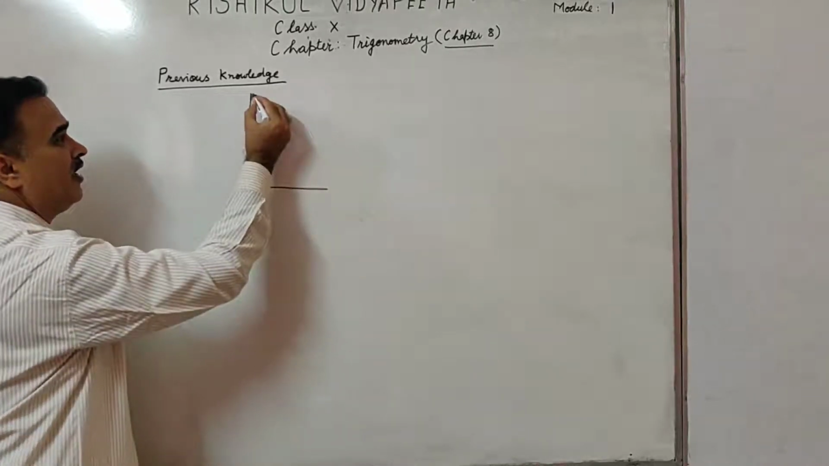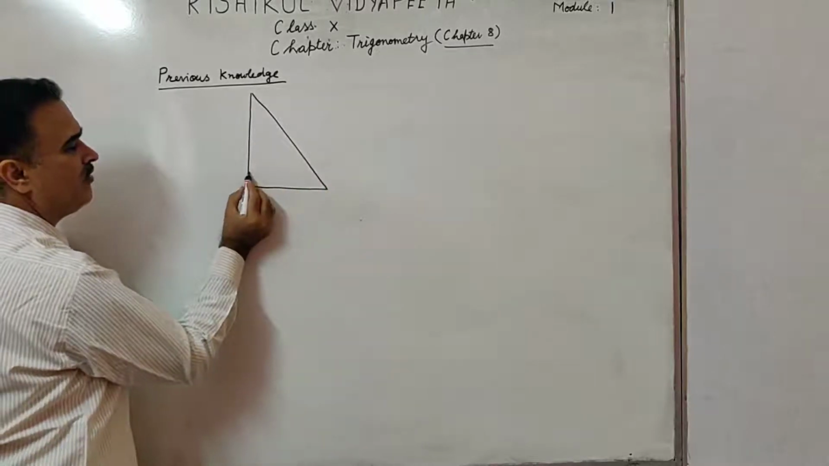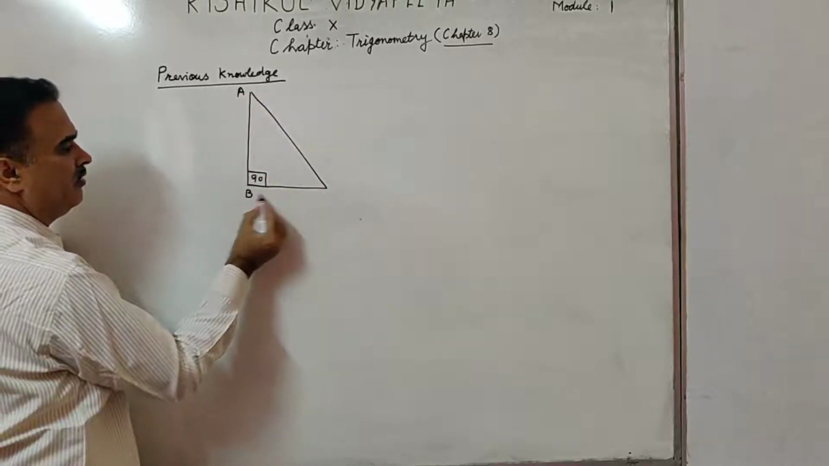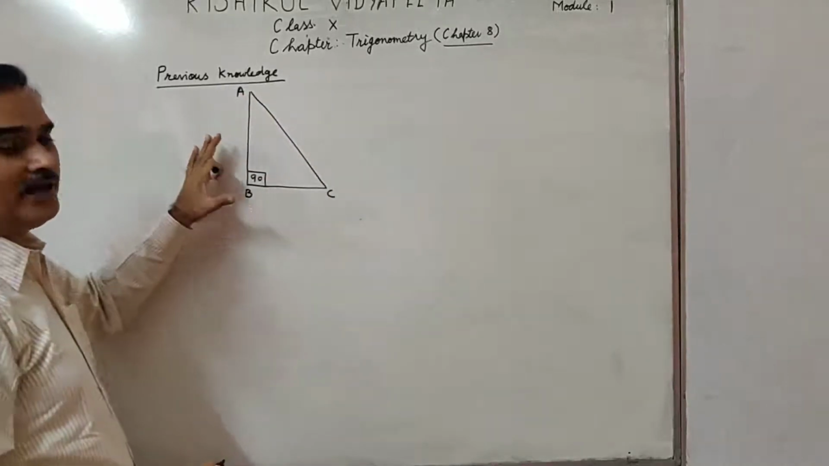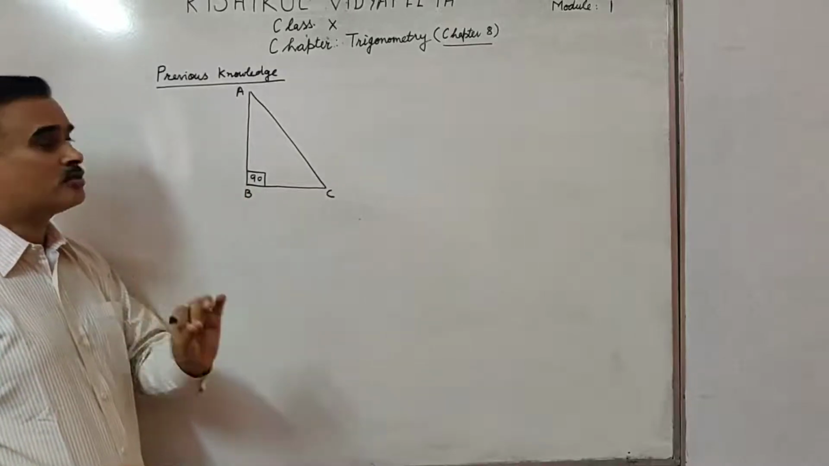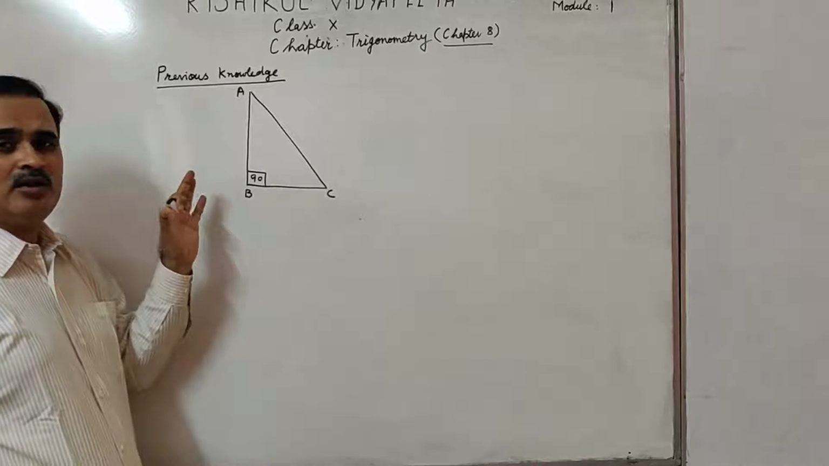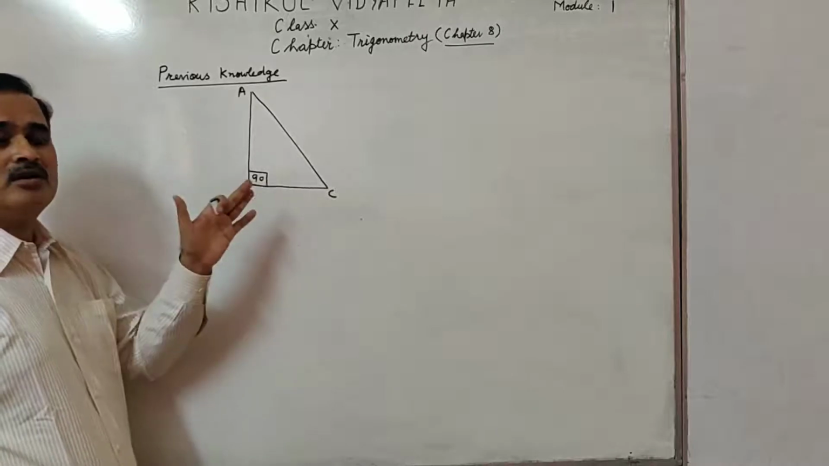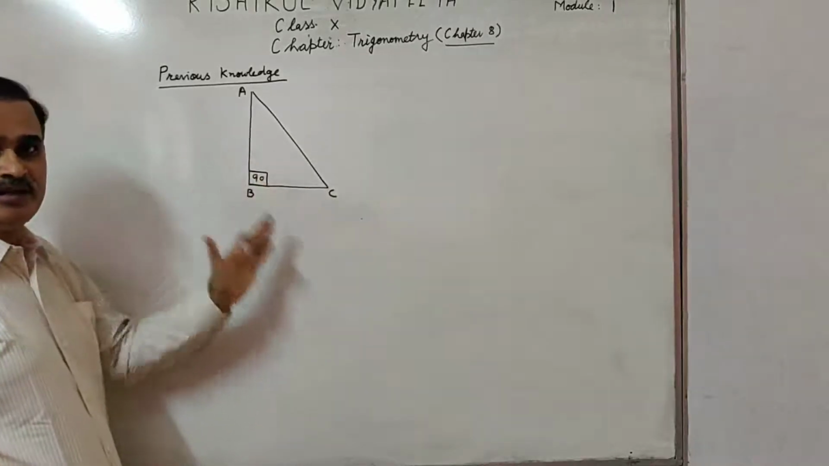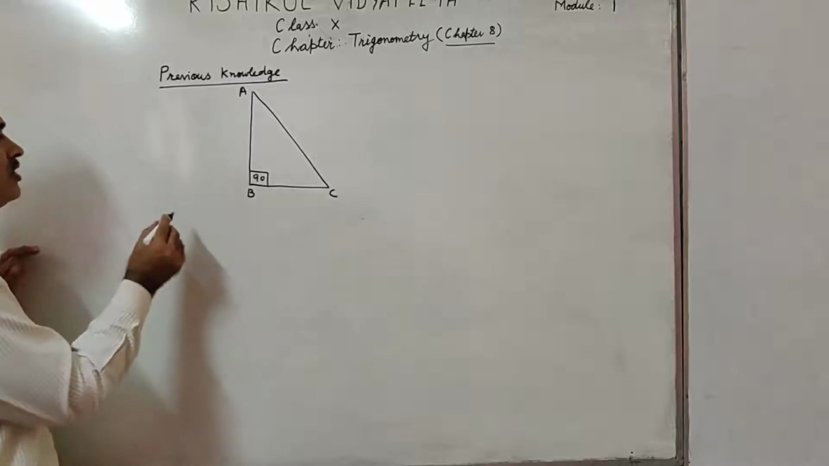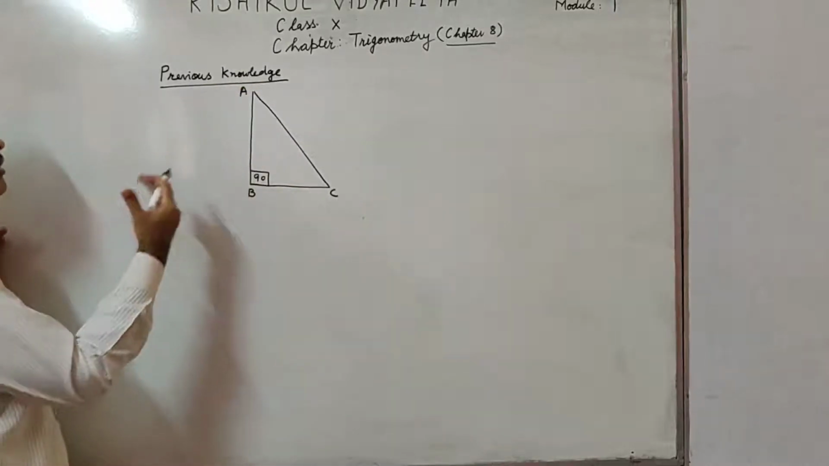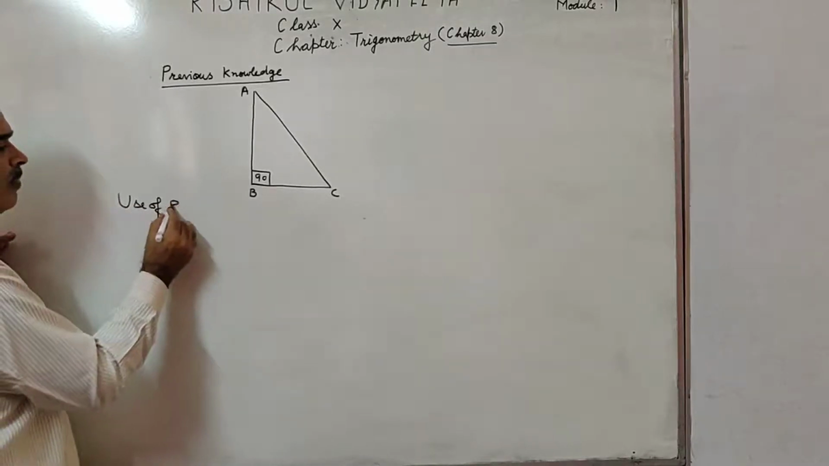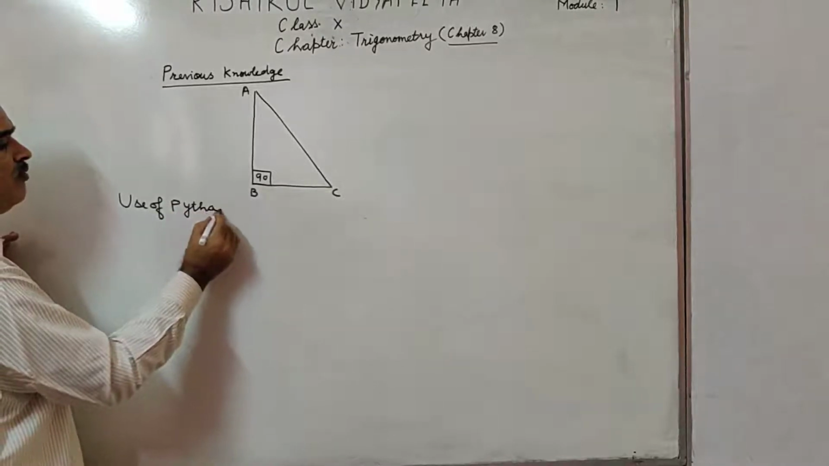You all know in a triangle, if one angle is of 90 degree, then this triangle is known as right triangle. And dear students, you all know in right triangle which theorem we use. Yes, Pythagoras theorem. We will use this Pythagoras theorem in this chapter also. So I am repeating it. The use of Pythagoras theorem.